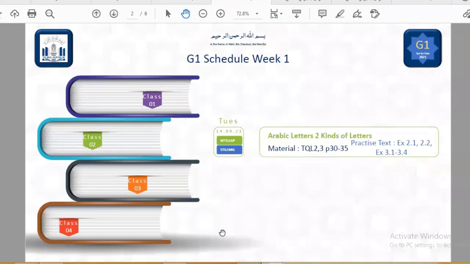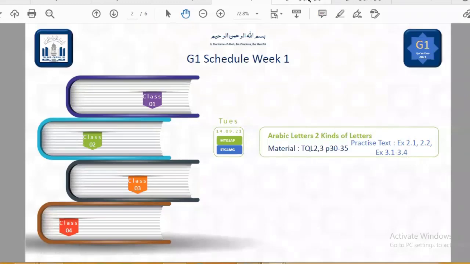Now the schedule for today's class is on your screens now. As you can see, today is Tuesday, 14th of September. And in today's class, the topic we're going to be focusing on is Arabic letters, 2 kinds of letters. The material that we're going to use in today's class can be found in the Talimul-Quran book, and we'll be looking at lessons number 2 and 3, which can be found on pages 30 to 35. So please note this down. And the practice text we'll be looking at is exercise 2.1, exercise 2.2, exercise 3.1 to 3.4. Okay, so quite a few exercises we're looking at today, and inshallah we'll go through them.